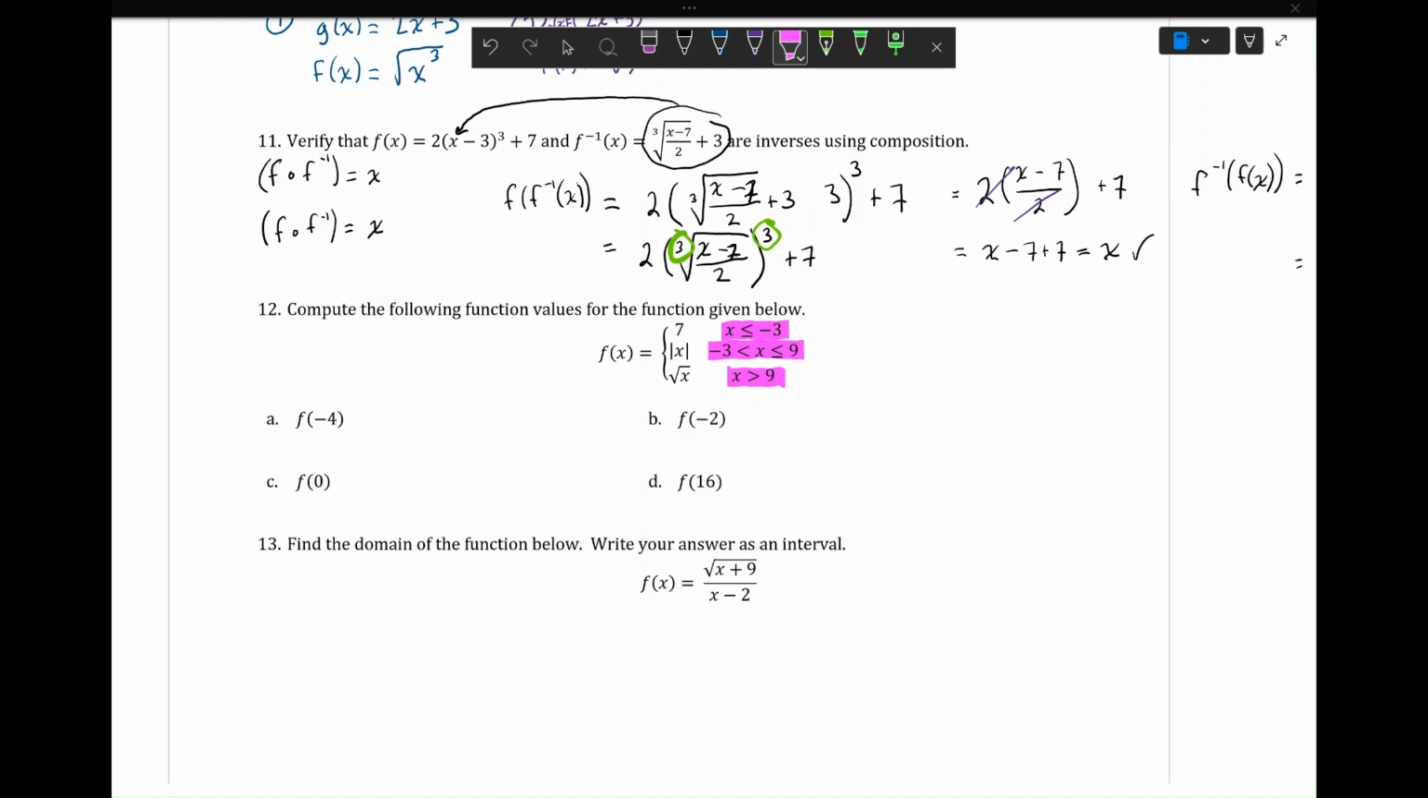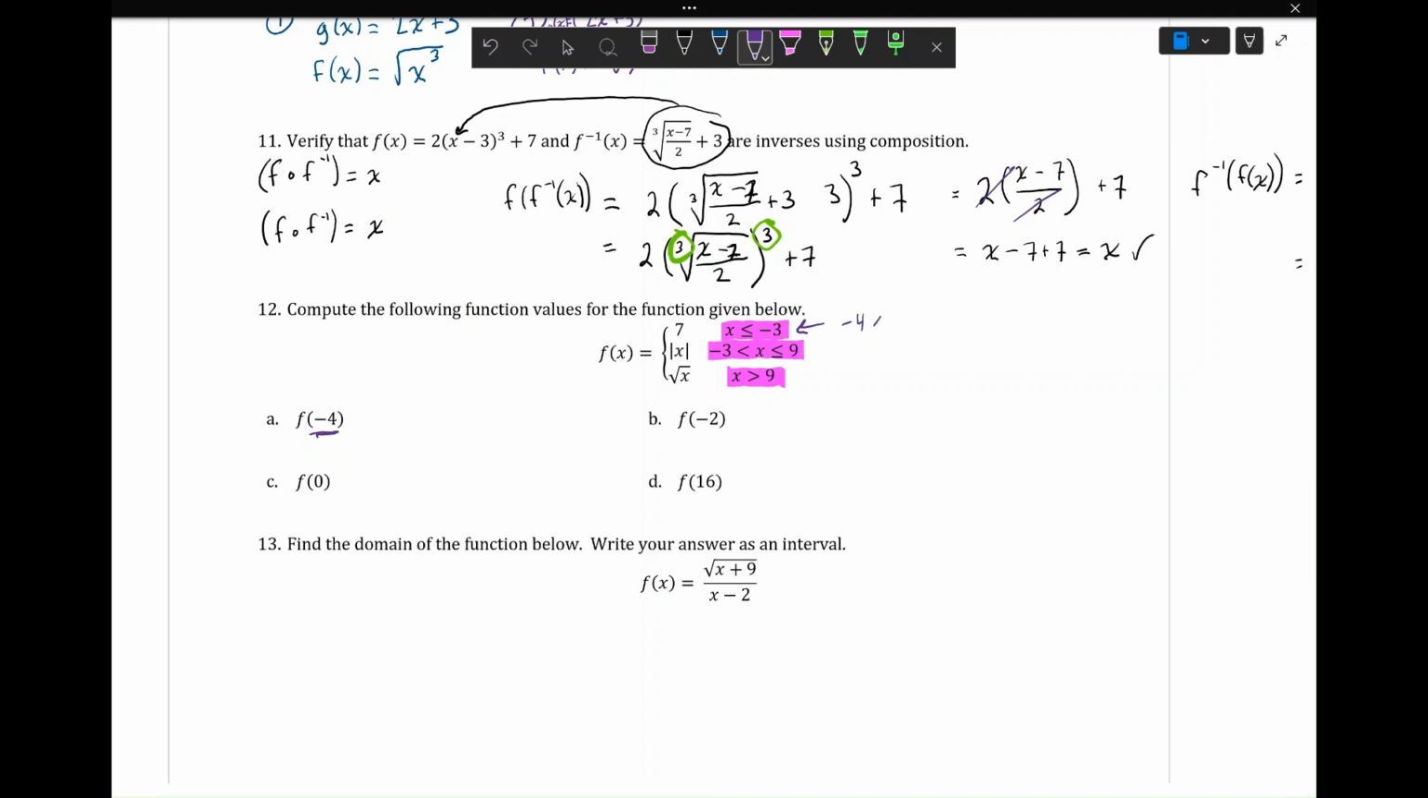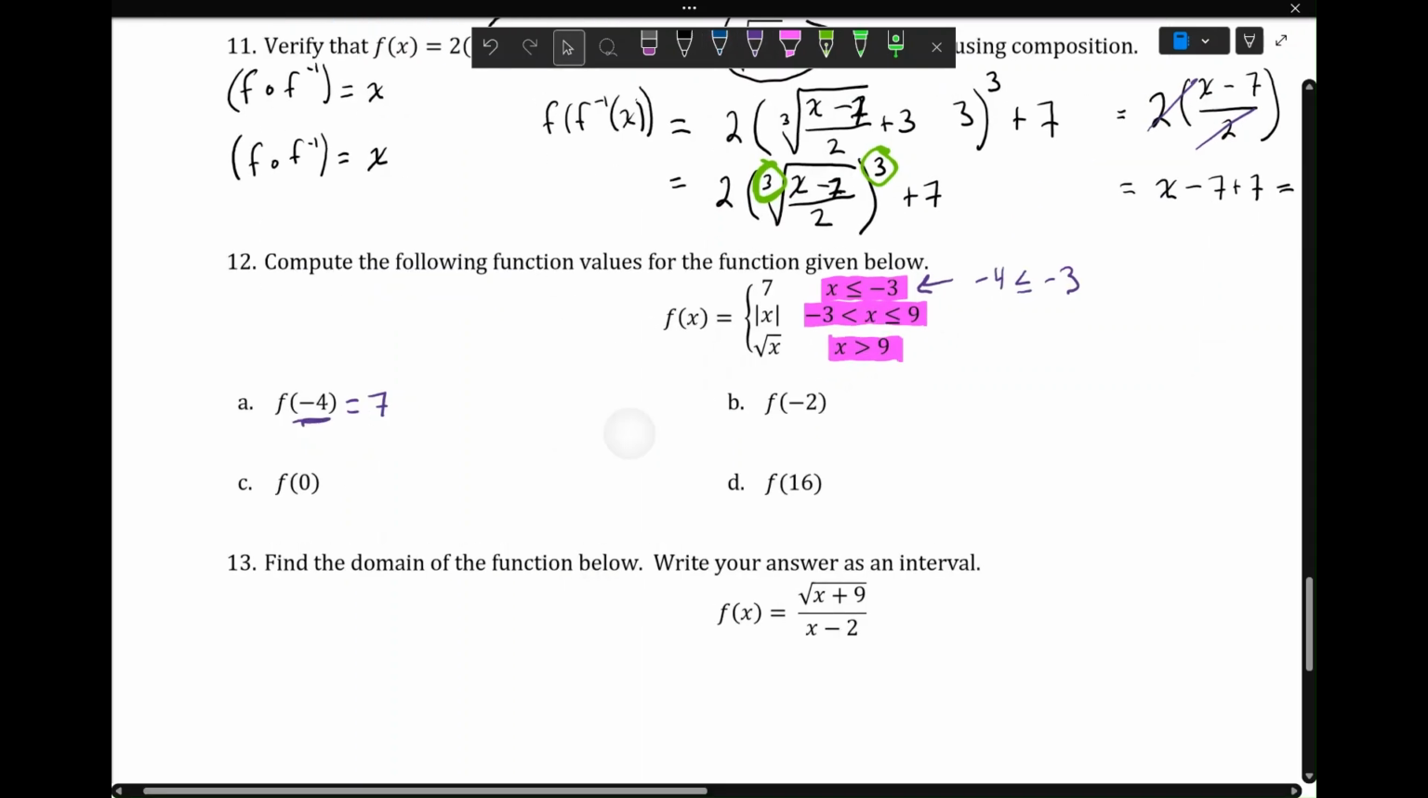So let's start with f of negative 4. The input, well, that's an input that is less than or equal to negative 3. So that's the formula I use. Well, that just equals 7. That's a constant function. So no matter what, if it's less than negative 3, the output is just 7. Let me zoom in a little bit.